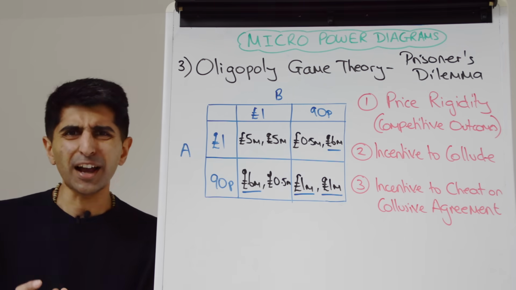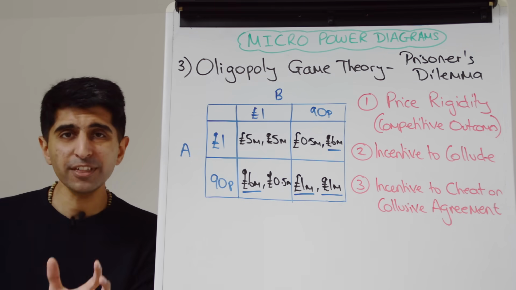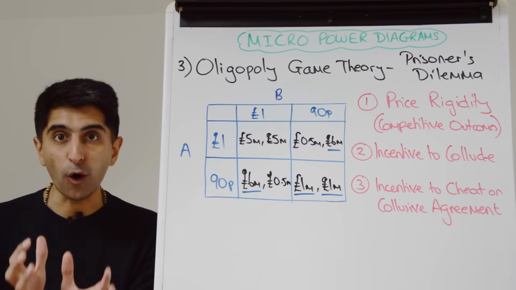And now number 3, such a powerful diagram, and that is your game theory payoff matrix to illustrate oligopoly.